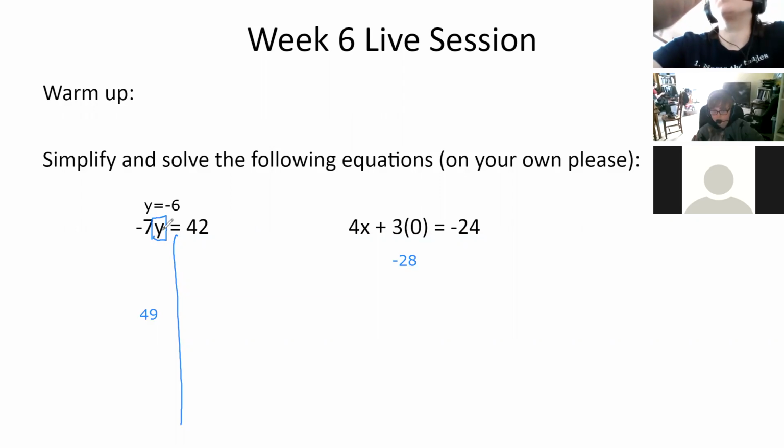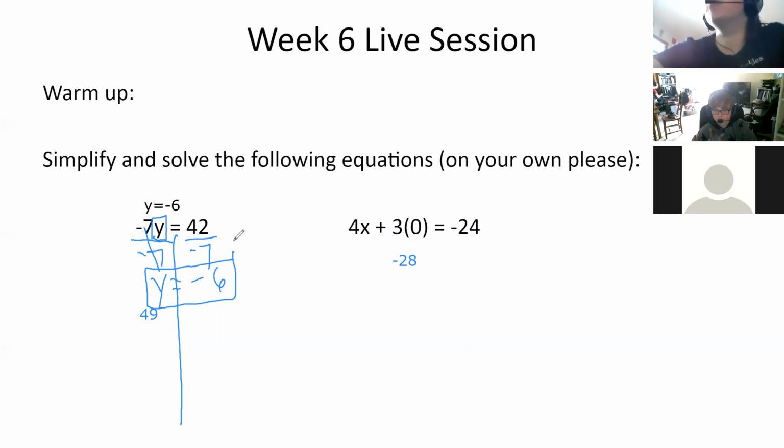So what we want to do is reverse multiply that, which is divide. We're going to do the opposite of multiplying and divide. And the number that we're trying to get rid of is that -7 in front of the y. So we're going to divide by it because -7 divided by -7 just gives me that y. And then 42 divided by -7 is -6. So it's always the opposite of what's going on between the variable and the number in front of the variable.